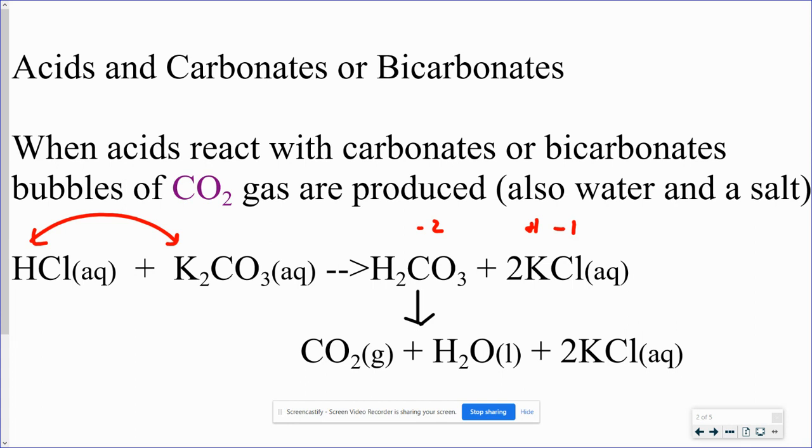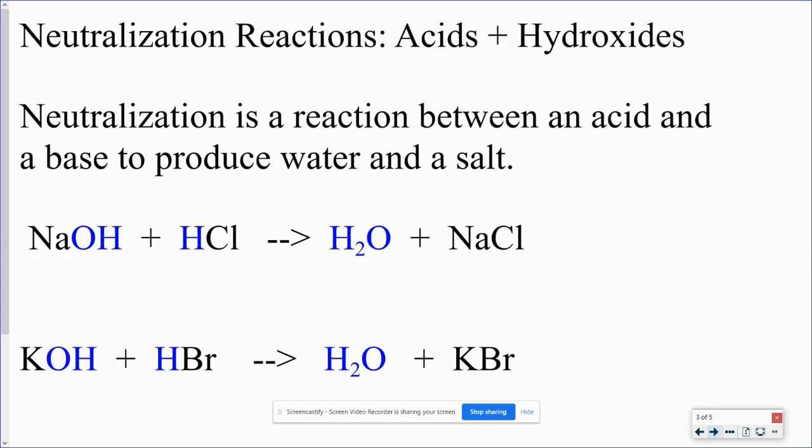So the thing about H2CO3, it's called carbonic acid, it immediately breaks down to form CO2 and water. So that's why when you mix an acid with a carbonate, you will see bubbles of carbon dioxide gas immediately produced. And then the other ionic compound is just your salt. Okay, so that's acids with carbonates or bicarbonates. You get bubbles of carbon dioxide and water and a salt.